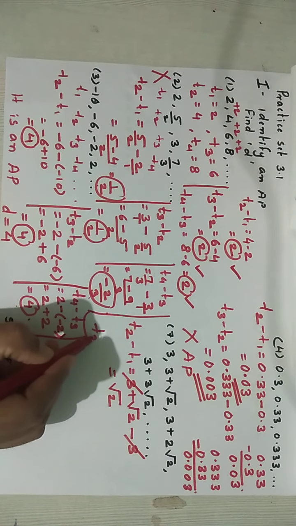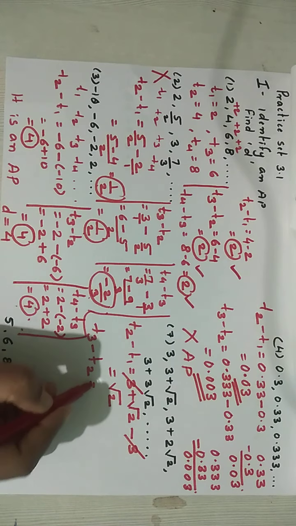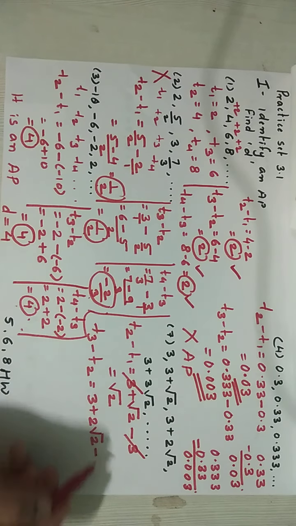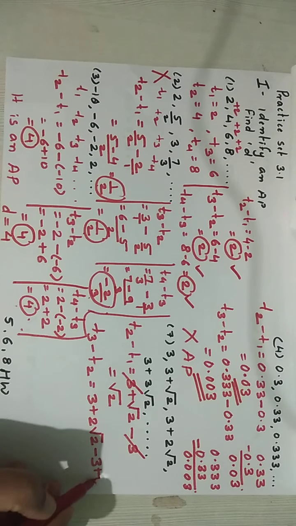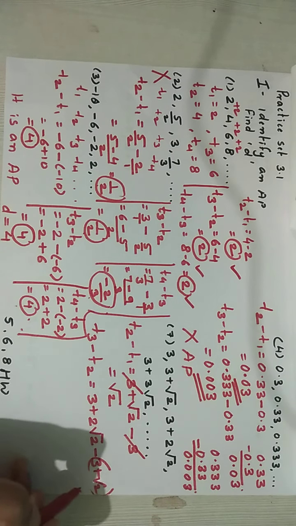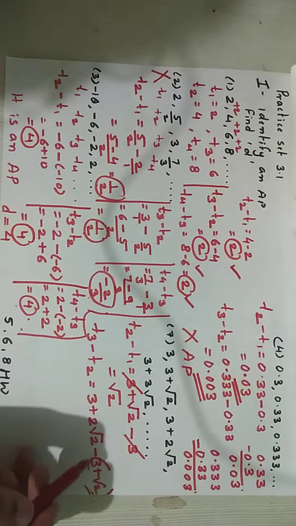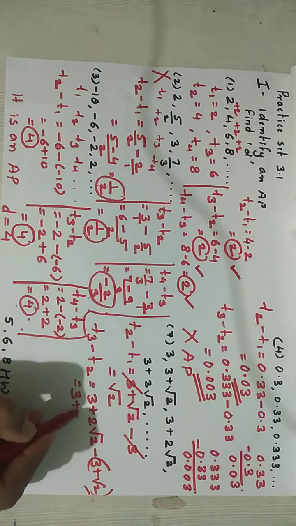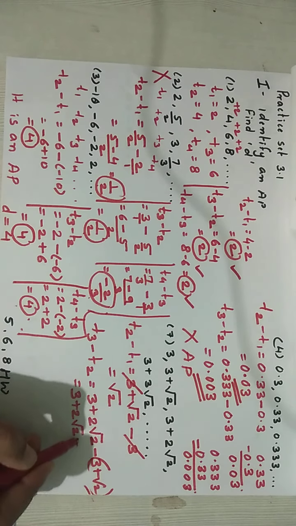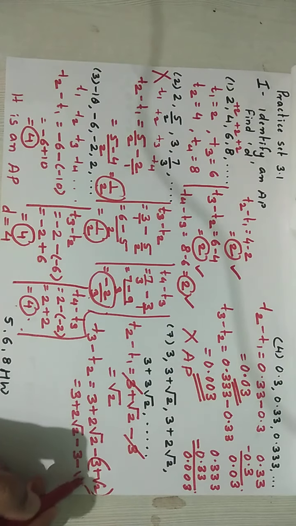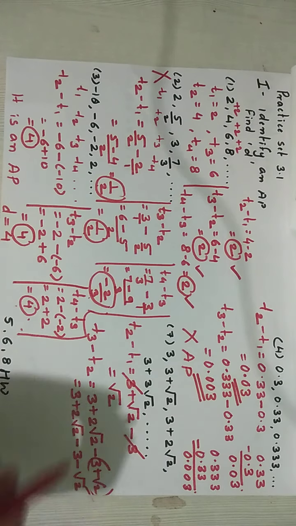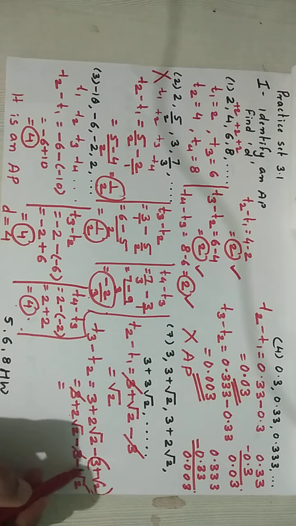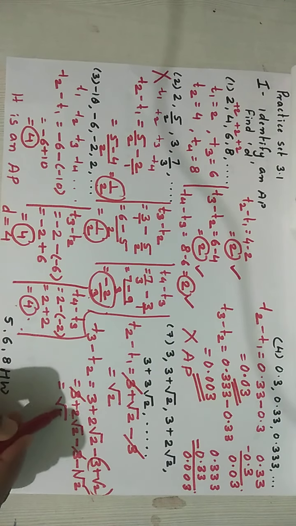Now let's do T3 minus T2, that is 3 plus 2 root 2 minus 3 plus root 2. Now remember, children, this is a binomial, so you will write it in the bracket. Minus sign changes the binomial signs. So this will be 3 plus 2 root 2 minus 3 minus root 2. So this will be 3 minus 3 cancel, and 2 root 2 minus 1 root 2 will give you the answer root 2.